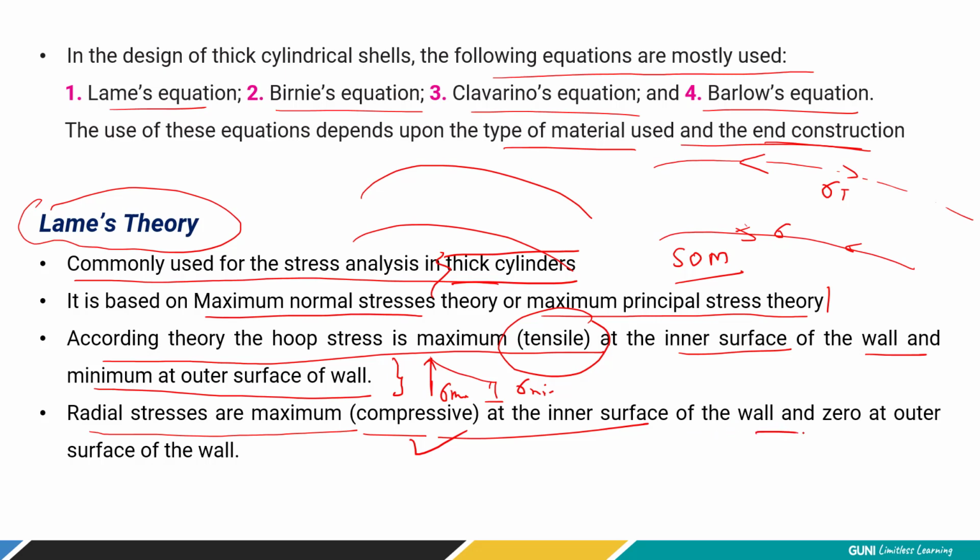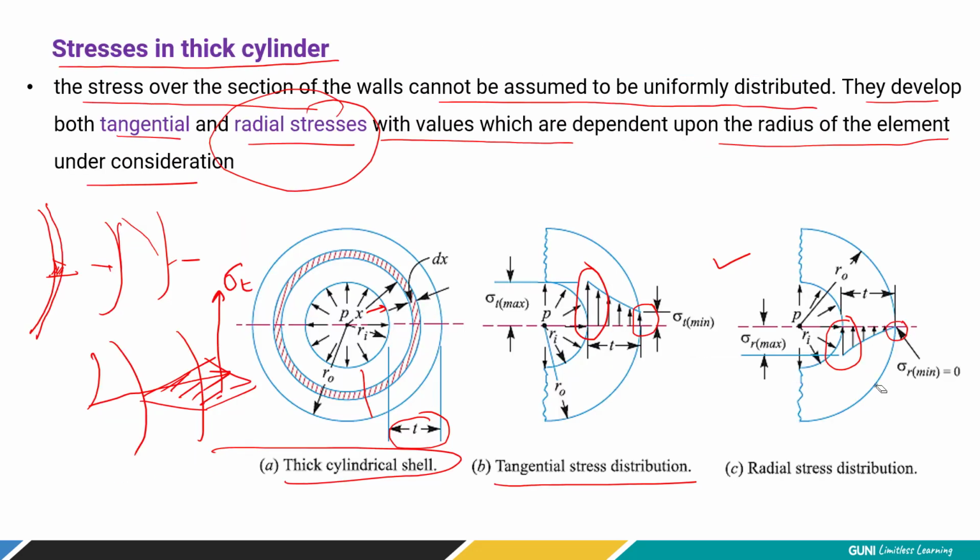Inner surface of the wall and zero at the outer surface, as shown in the previous figure. Just try to see with close attention. So tangential stress is maximum at the inner portion and minimum at the outer portion. And because of expansion in all directions, it is also subjected to radial stresses. So radial stress is a compressive stress, right? Basically it's a compressive stress having maximum value at the inner portion and zero value at the outer portion.